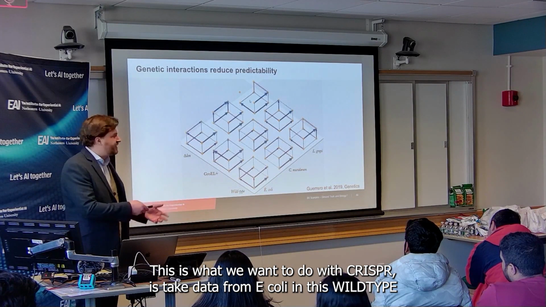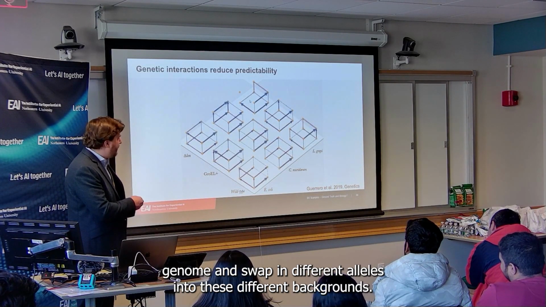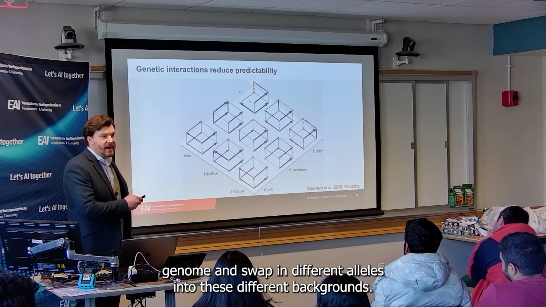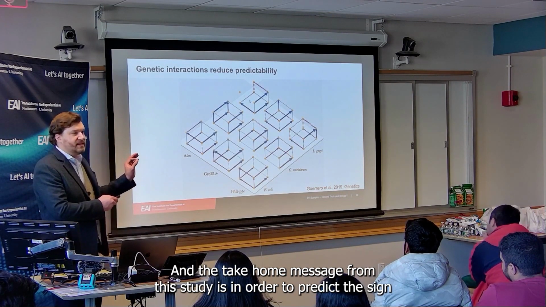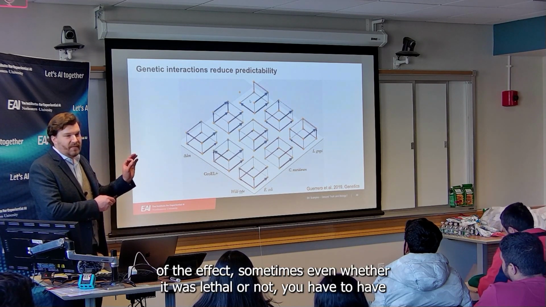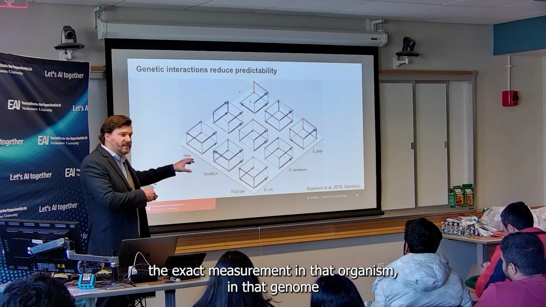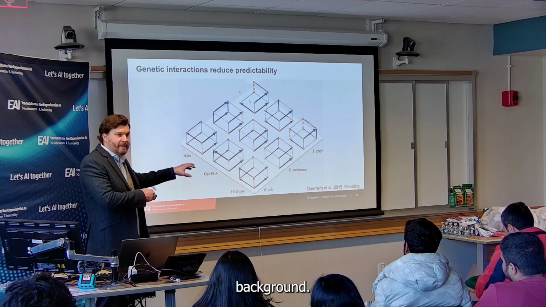This is what we want to do with CRISPR, is take data from E. coli in this wild-type genome and swap in different alleles into these different backgrounds. And the take-home message from this study is in order to predict the sign of the effect, sometimes even whether it was lethal or not, you have to have the exact measurement in that organism, in that genome background.